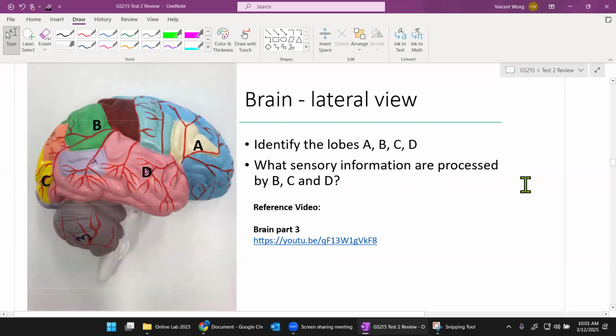All right, this is just another brain. I'll quickly go through the lobes. A is frontal lobe. B is parietal lobe, occipital lobe, and temporal lobe, right? Standard stuff. Sensory information processed by the parietal lobe is somatosensory, like touch, sensation, pain, temperature. Occipital lobe is for visual, and this is for smell and hearing.